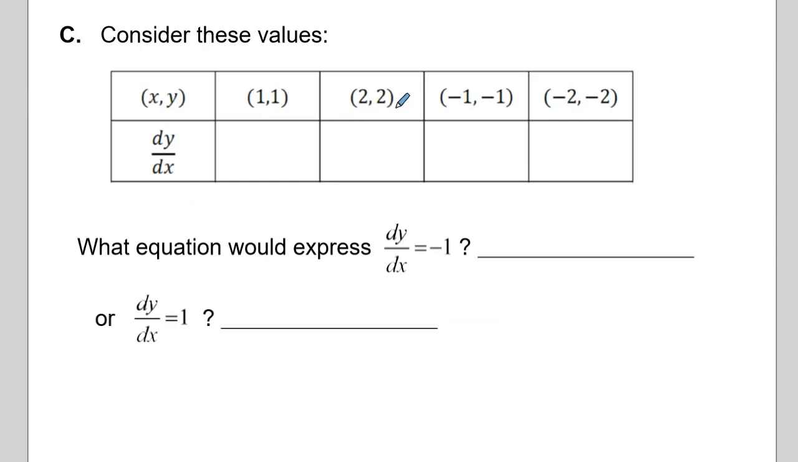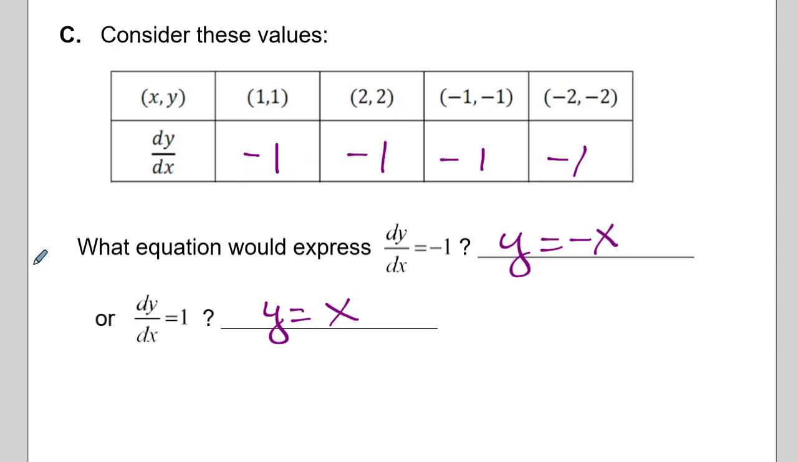We've got here some more points. At (1, 1), we're going to get negative 1. At (2, 2), we get negative 1. At (-1, -1), we get negative 1. And at (-2, -2), we get negative 1. So what equation would express dy/dx equals negative 1? That would be y equals negative x. Or dy/dx equals 1, this would be y equals positive x.